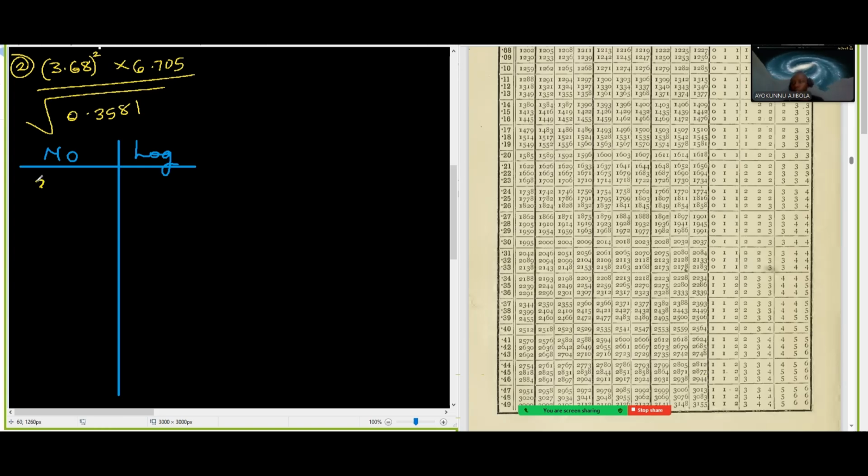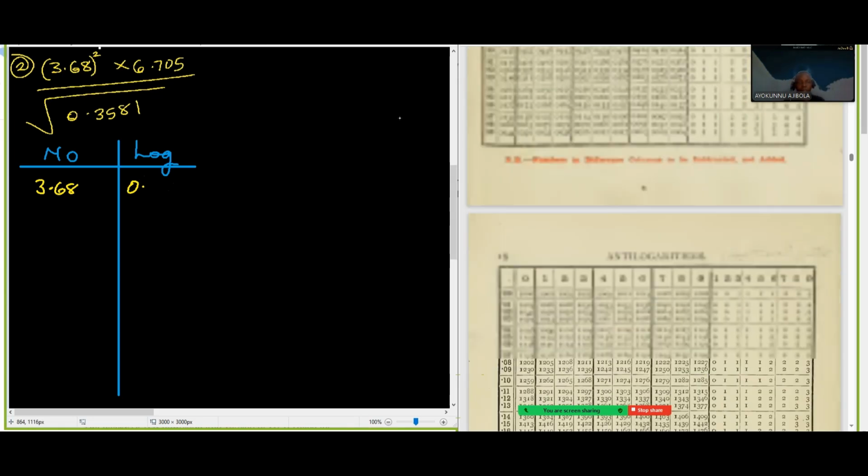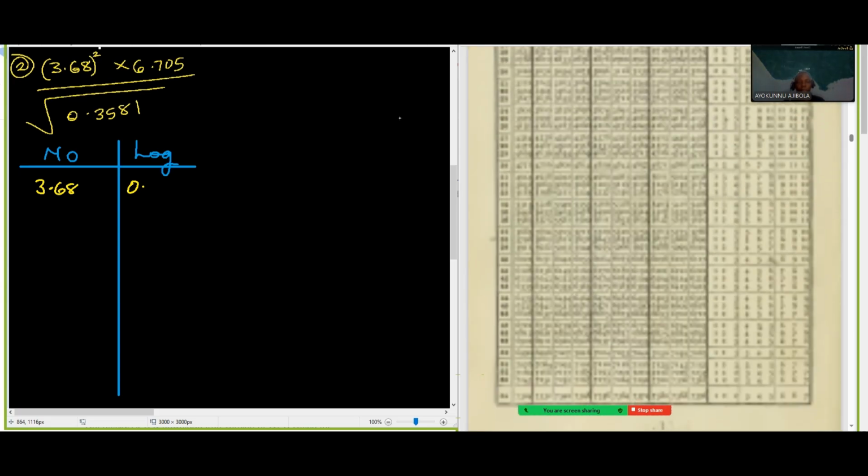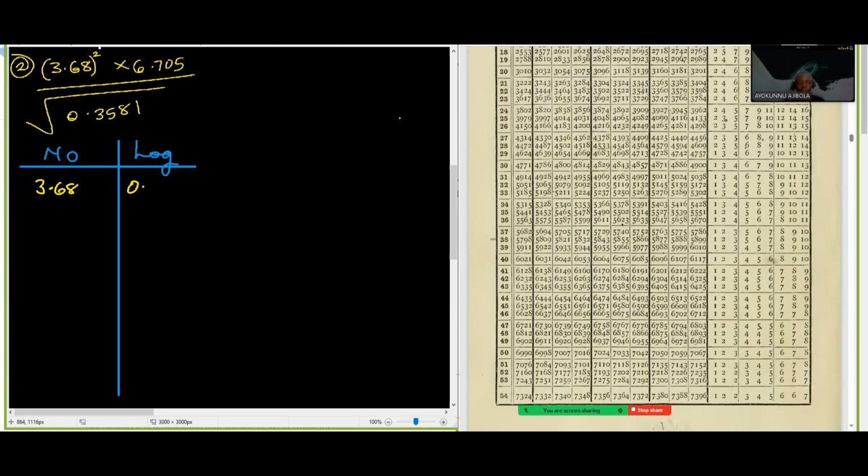The first number there is 3.68. Because it's already in standard form, one digit and a point, there are no steps, so the characteristic is 0. Then we need to check the logarithm of 36 under 8. Go back to the logarithms table and check 36 under 8. Can you see the logarithms table now? So this is 36, under 8, this is 6, 7, 8. That is 56, 58.